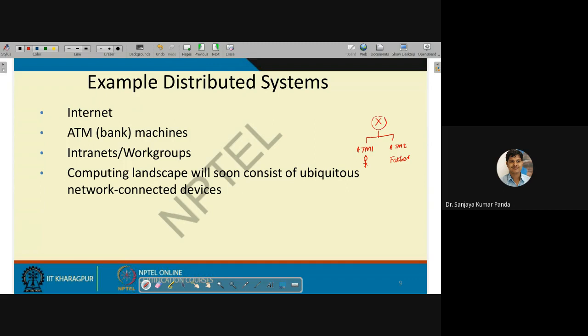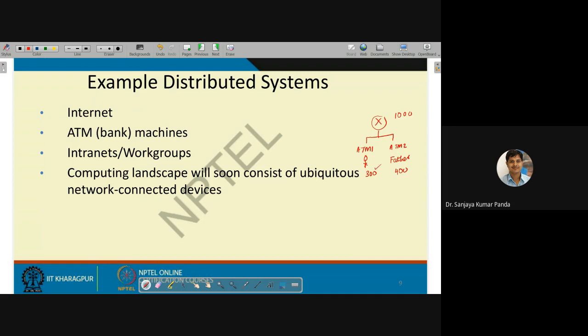Suppose account X has a balance of 1000 rupees and you have withdrawn 300 rupees. And after a fraction of a second, your father withdraws 400 rupees. So both transactions are going to be reflected, and at both places the same information will be there.